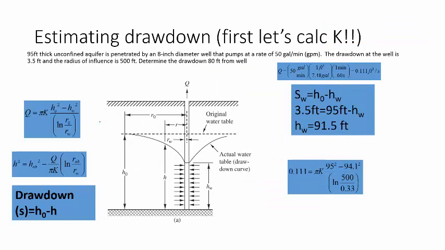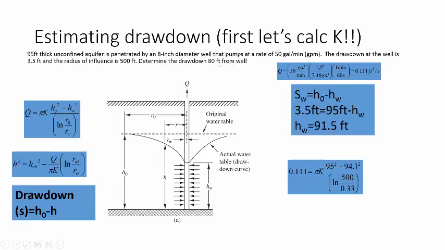So let's look at an example. I have a 95 feet thick unconfined aquifer that is penetrated by an 8-inch diameter well that pumps at a rate of 50 gallons per minute. And the drawdown at the well is 30.5 feet and the radius of influence is 500 feet. Determine the drawdown 80 feet from the well.